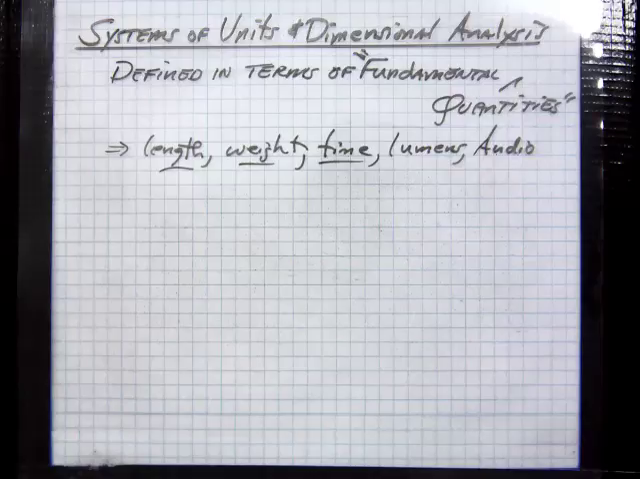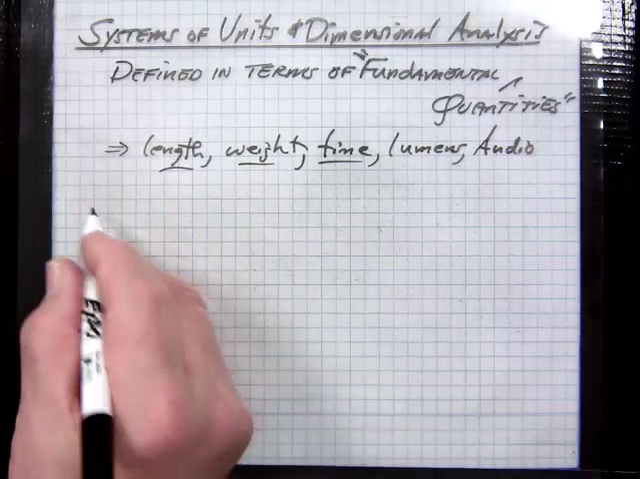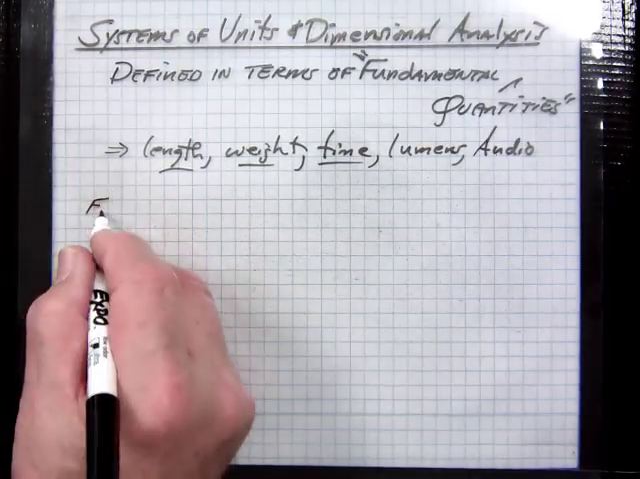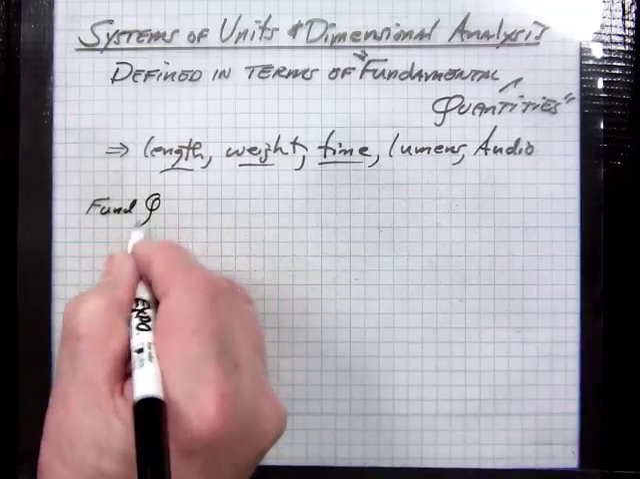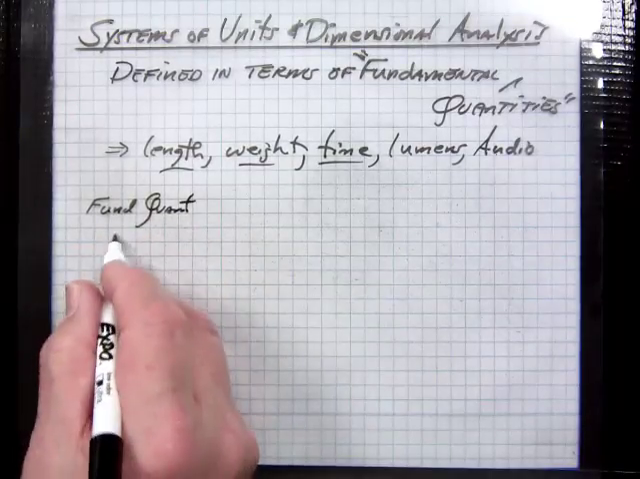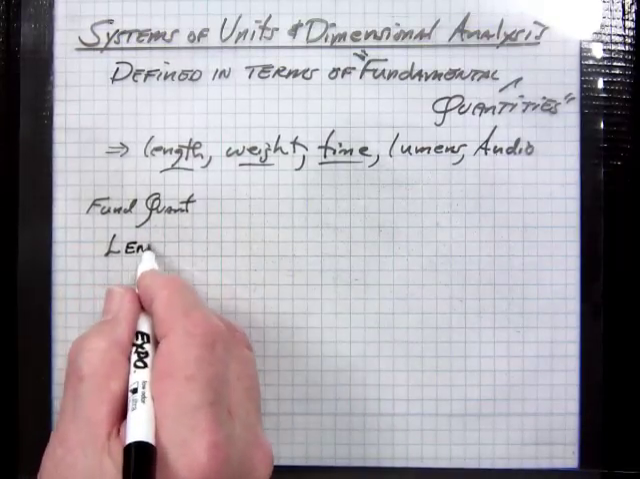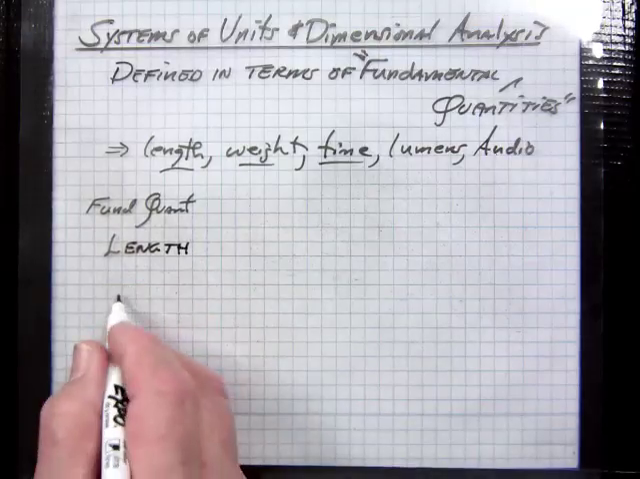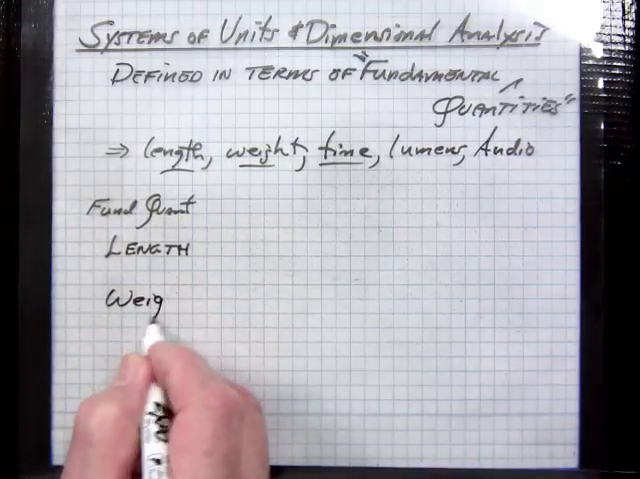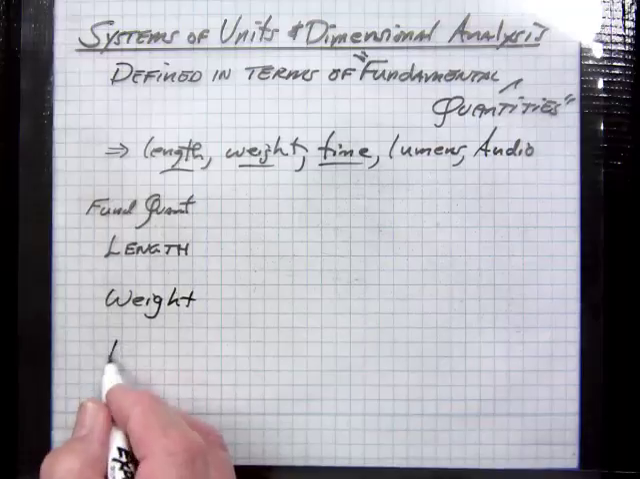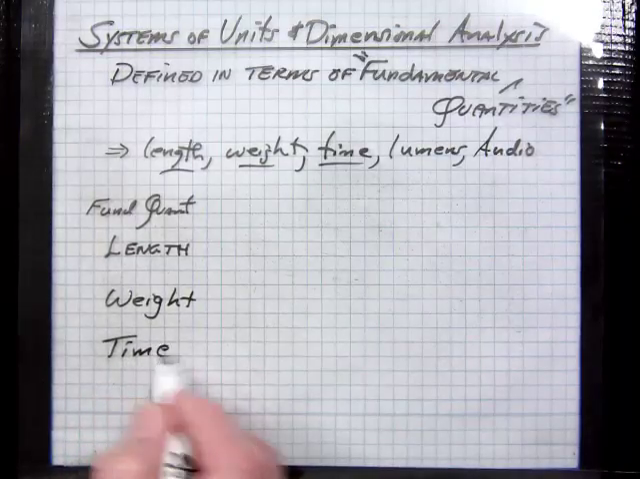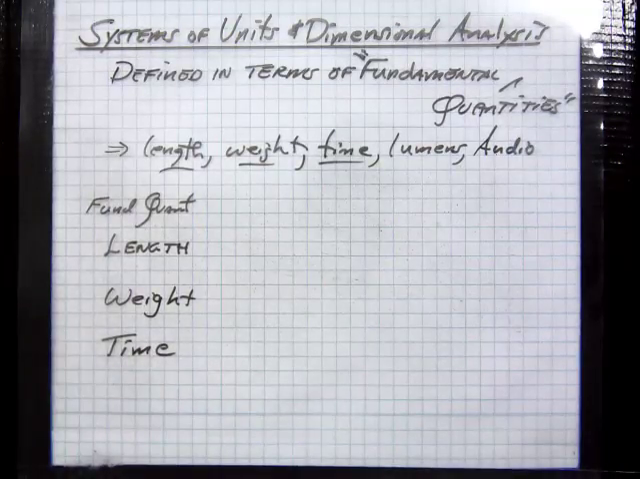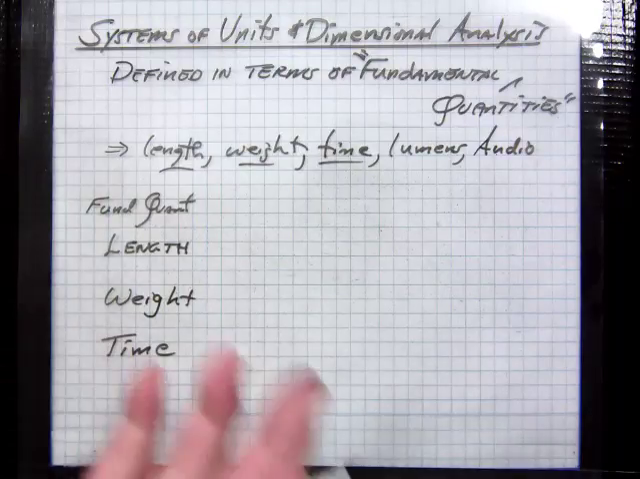So when we begin to define the systems of units, we start with these fundamental quantities. And we'll build a table here. And we'll say length, weight, and time. And then we establish standards. We define, standardize, and compare.